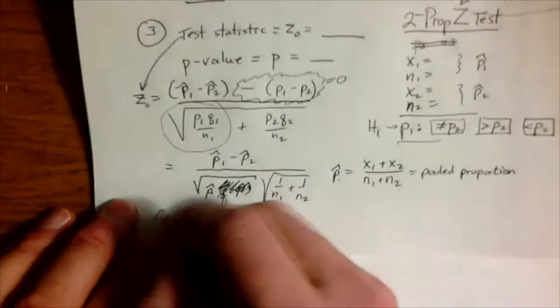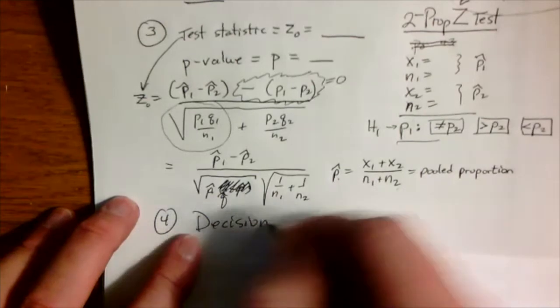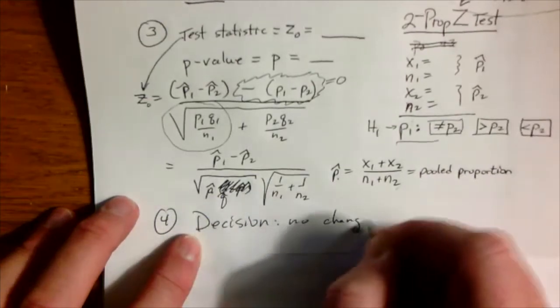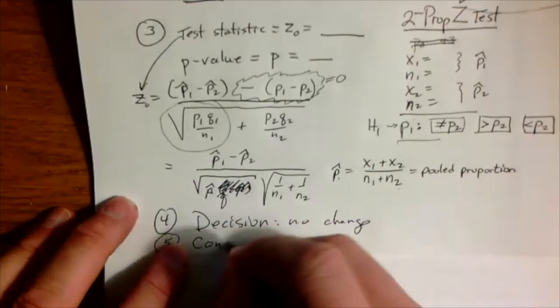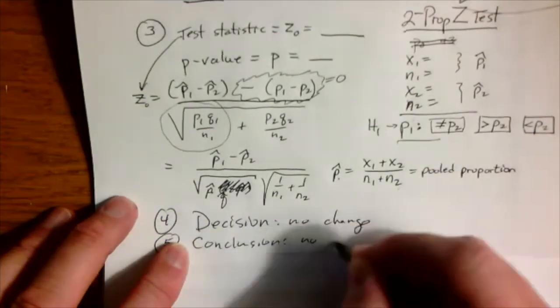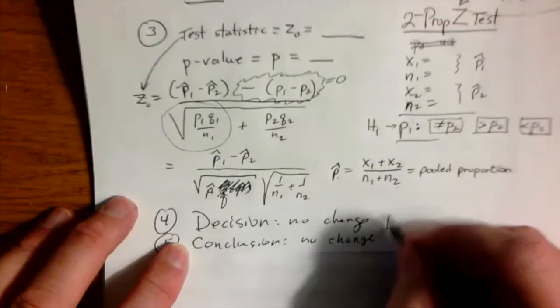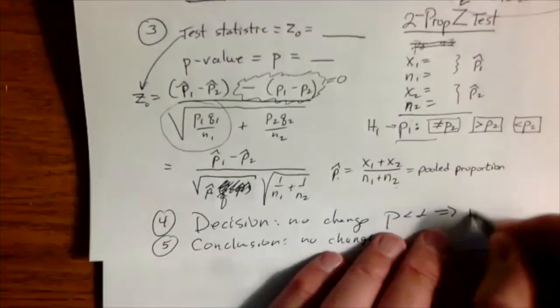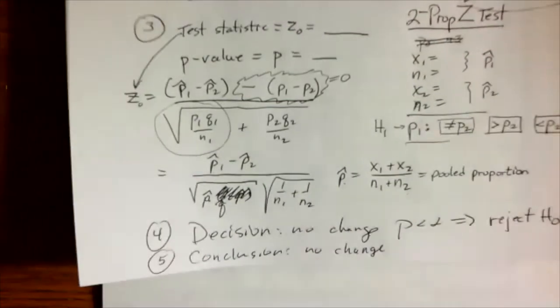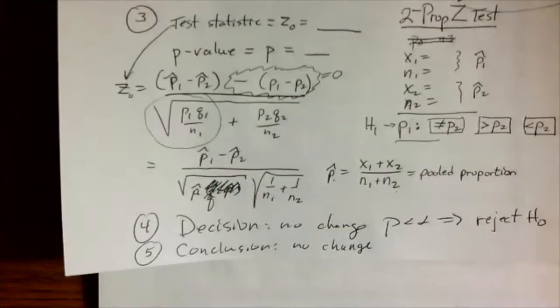Okay, step 4, decision, no change. And 5 is the conclusion, and there's no change here. The way that we make the decision is p less than alpha implies that we're going to reject the null hypothesis. That doesn't change. In the conclusion, the way that we interpret it is going to be very similar to what we've done in the past: there's not enough evidence to say that those with type A blood die at a higher rate from coronavirus than those with type O blood.